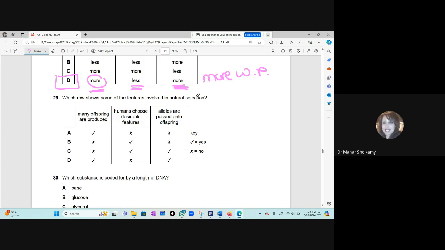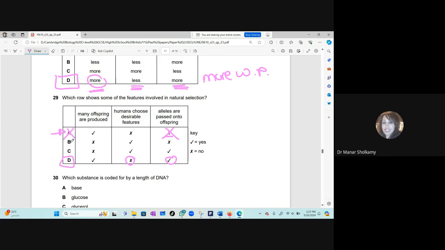Natural selection. Many offspring are produced. Humans choose. Yes, humans, they don't choose, correct? Alleles are passed on to the offspring? Yes. Okay, so it's D. Why is it not A? Because alleles are passed on to offspring. No, it's wrong. No, alleles are passed. So A is wrong. The answer is D.